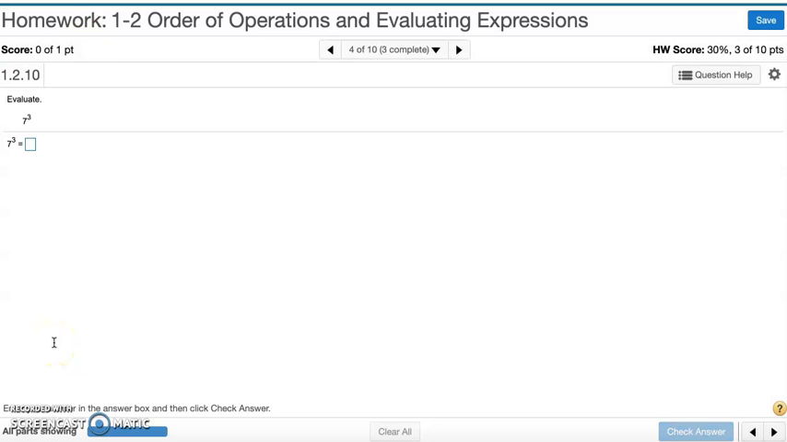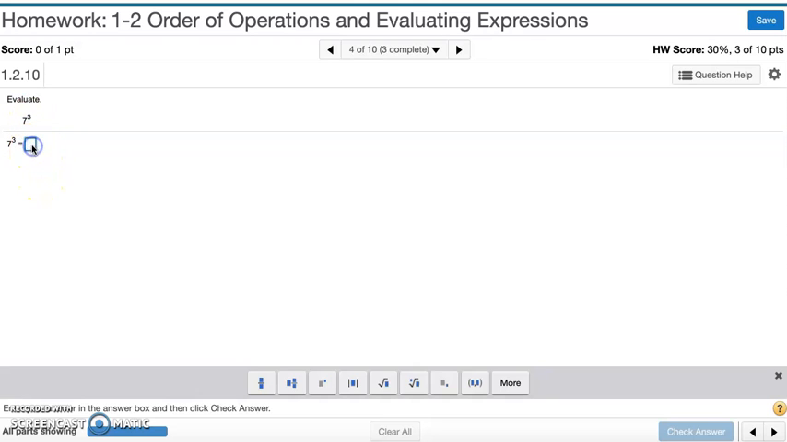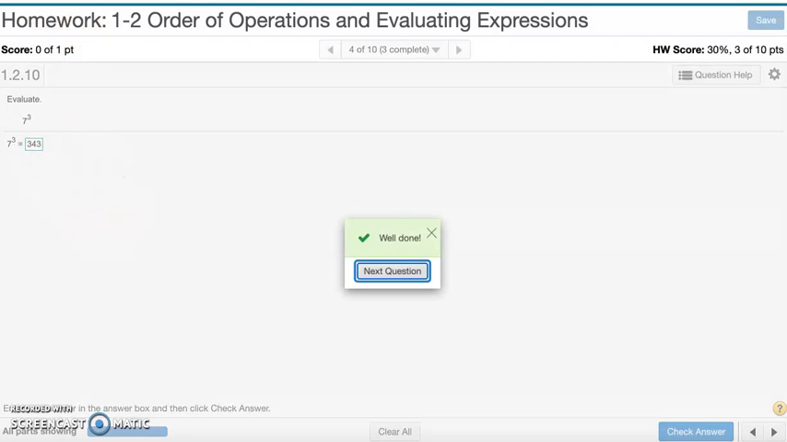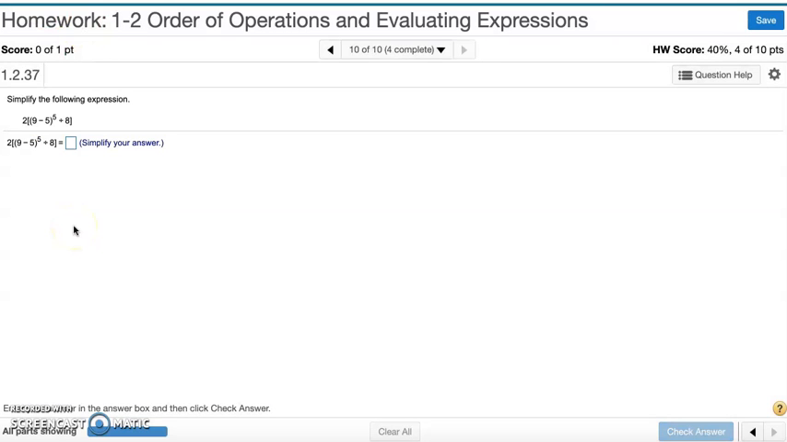Number 4, it says to evaluate 7 to the third. So that means you will multiply 7 to itself 3 times. So 7 times 7 times 7 is 343. And that's number 4. Going to number 10, it says simplify the following expression.